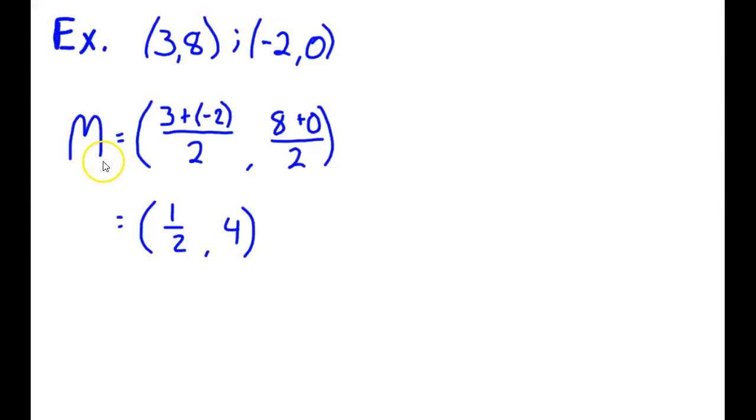Plugging those values into the formula, we get m equals 3 plus negative 2 divided by 2, and then comma, 8 plus 0 divided by 2. 3 plus negative 2, you can just think of that as 3 minus 2, which is 1, divided by 2, which just simplifies to 1/2. 8 plus 0 is 8, divided by 2 simplifies down to 4. Okay, and we're going to work with keeping these results in fractions, because I know you all love fractions, so we're going to practice and keep working with fractions.